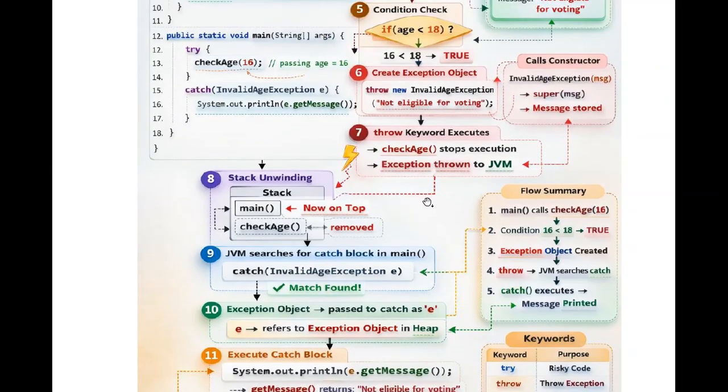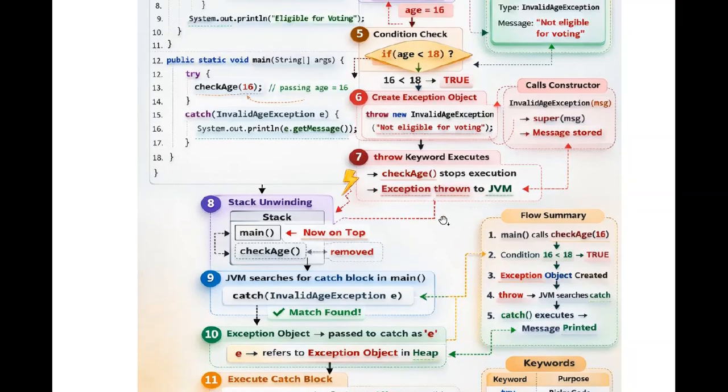Here JVM will check, is there any catch block to catch this exception? JVM searches for catch block in the main function. So you may ask why JVM is searching in the main function. This is the important question, am I right? That may be confusion. That's where stack unwinding comes into the picture.